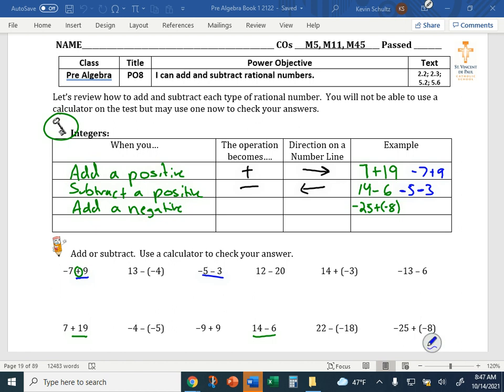Haley. 14 plus -3. It doesn't matter whether our first number is positive or negative. Again, it's what's in between. And what's in between is adding a negative, a plus sign and a minus sign. When you see this plus sign and a minus sign here, what operation is that? It's either addition or subtraction. You just got to figure out which one it is.